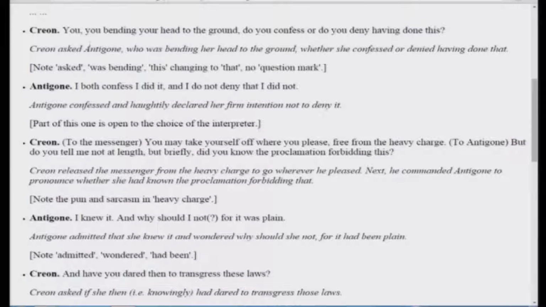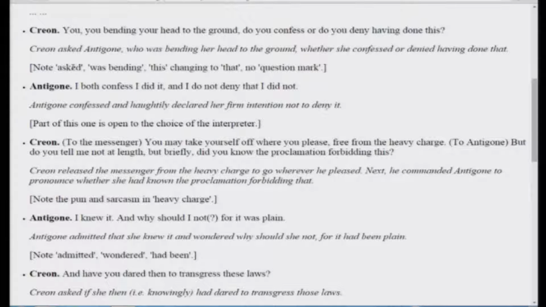So, here you see, in this example, Creon asked Antigone. It is a question. So, Creon asked Antigone, who was bending her head to the ground. This is a clause. Whether she confessed or denied having done that. So, here this whether is coming here, and this thing is coming in order to express this part. And make note that it is asked, which is of course past.